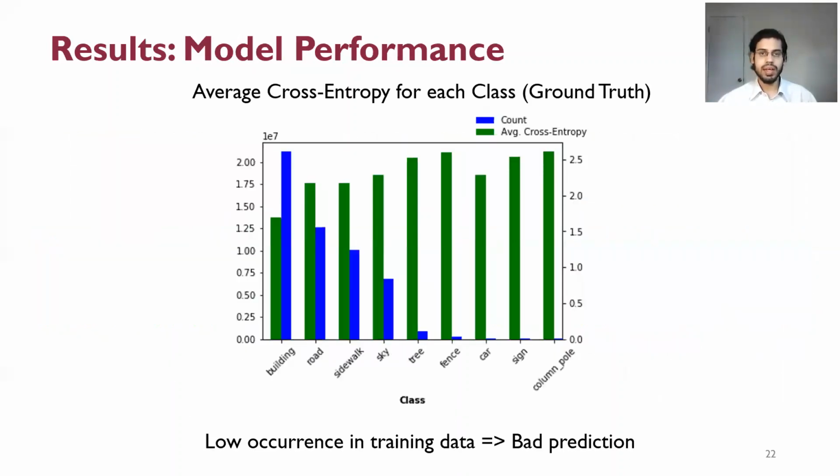To show that the unseen regions are the source of uncertainty, we compare the cross entropy in prediction over test data against the number of pixels in training data for each class. The general trend observed here shows that the low occurrence of a class in the training data indeed results in bad prediction at test time.